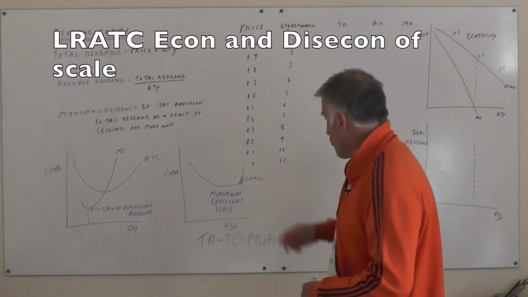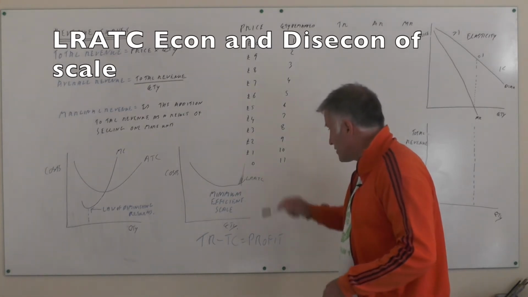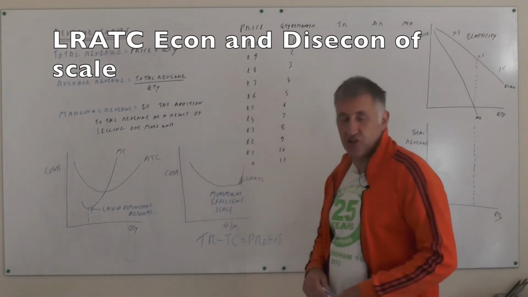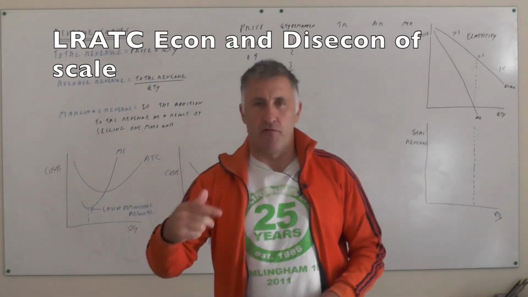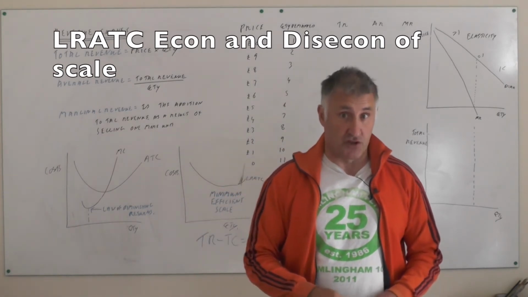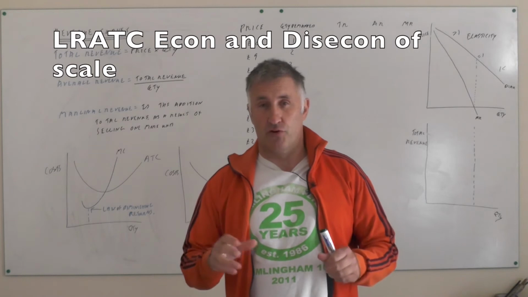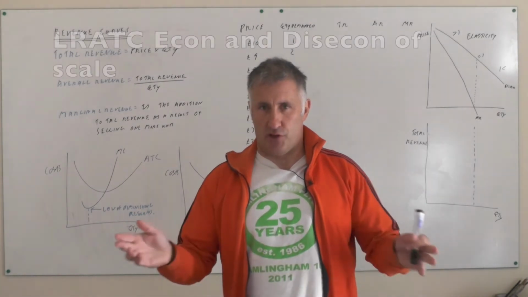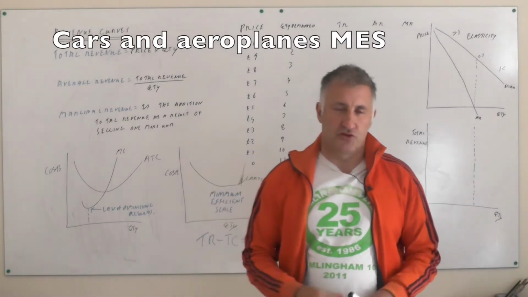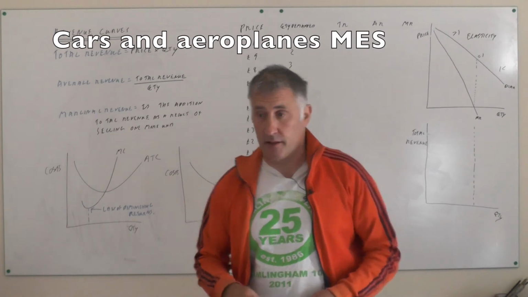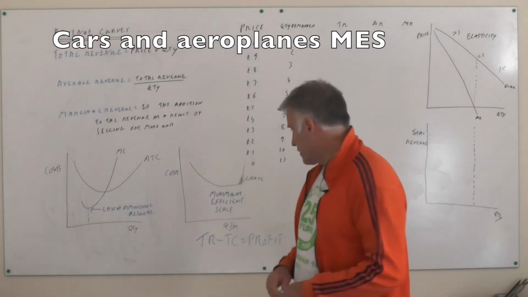We also looked at the long run average cost curve, the LRATC. This is the minimum efficient scale, and we discussed the idea that some firms have got to be very, very large, like the car making firms, to achieve the minimum efficient scale. The airline industry has got to be absolutely huge, which is why we only have two really big aircraft manufacturers in the world today producing big aircraft.